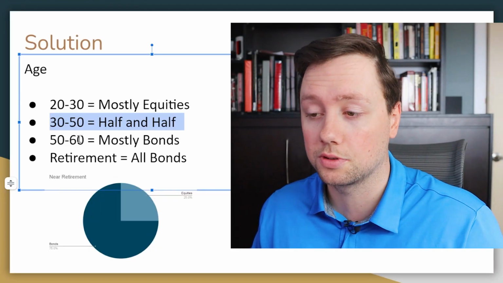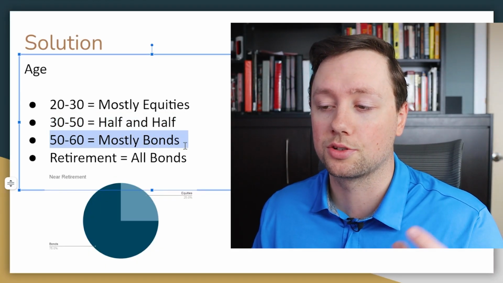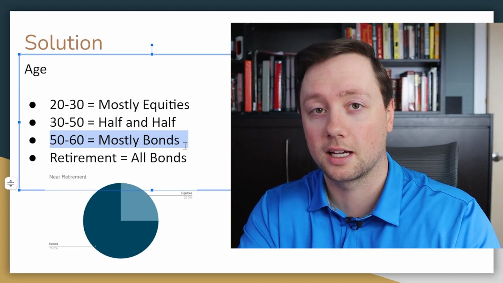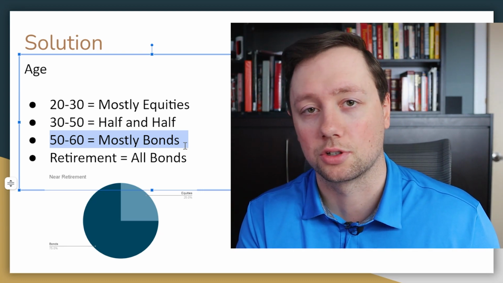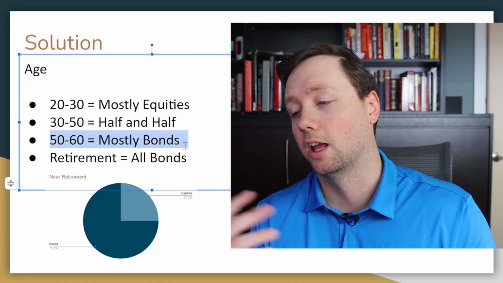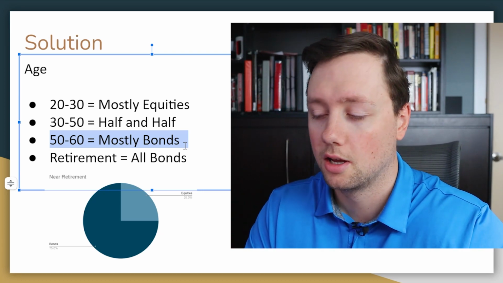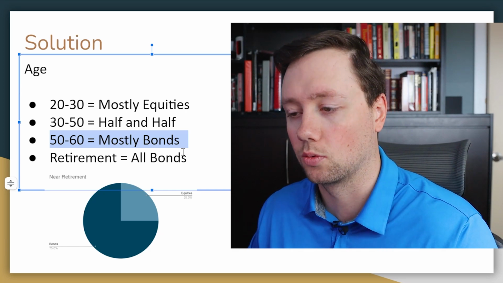And then when you're close to retirement, you want to have mostly bonds or mostly fixed income because, like I said, the last thing you want is a market crash or a market pullback right before you retire, and then you have to work two or three extra years. Nobody wants to go through that.